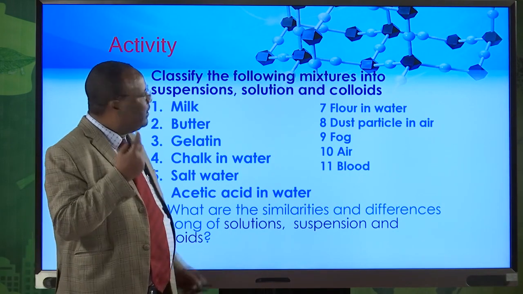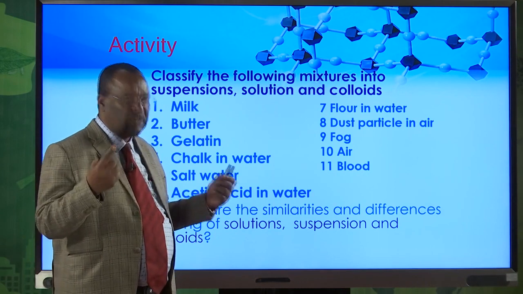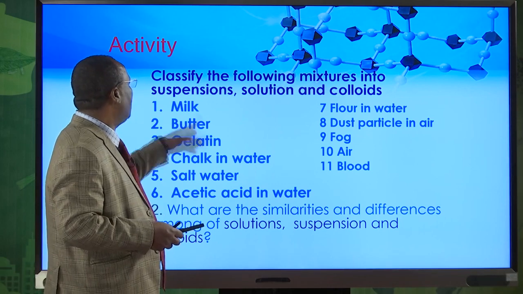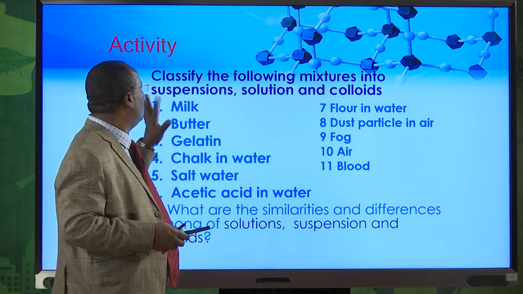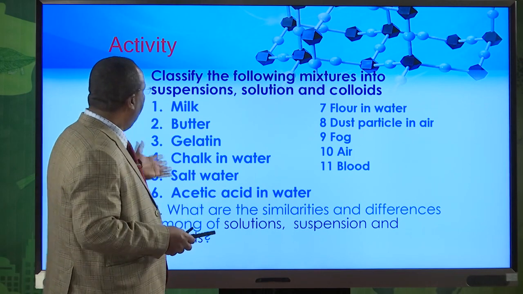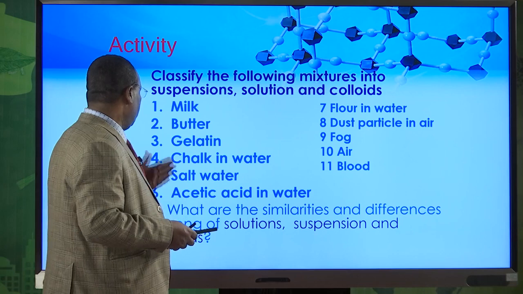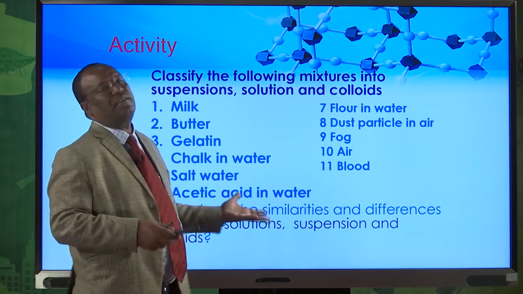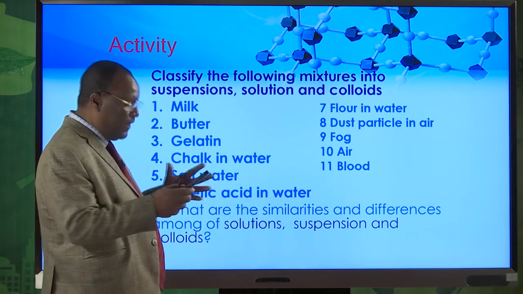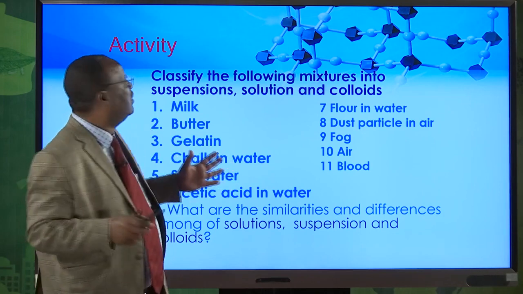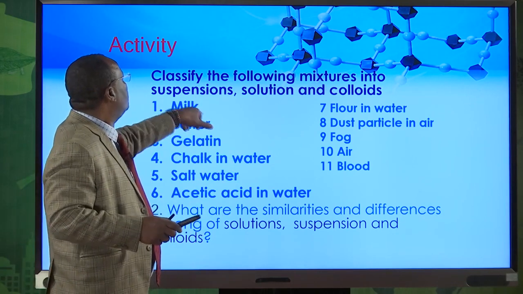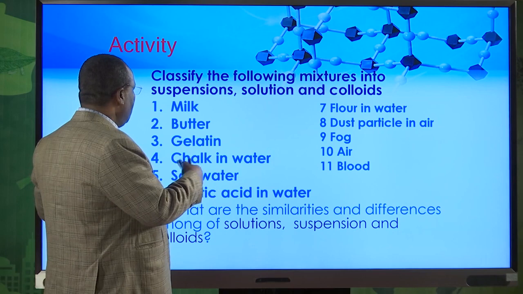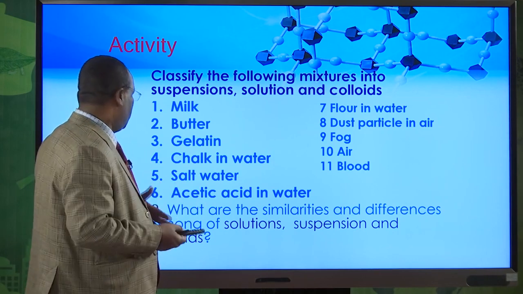So, let us see some activities or some questions. These are what you have already seen. To remind you, try to classify the following mixtures into suspension, solution, and colloids. Here you are given milk, butter, gelatin, chalk in water, salt in water, acetic acid in water, flour in water, dust particles in air, fog, air, blood. Please try to identify which mixtures are suspensions, which are solutions, and which are colloids. This is left for you.